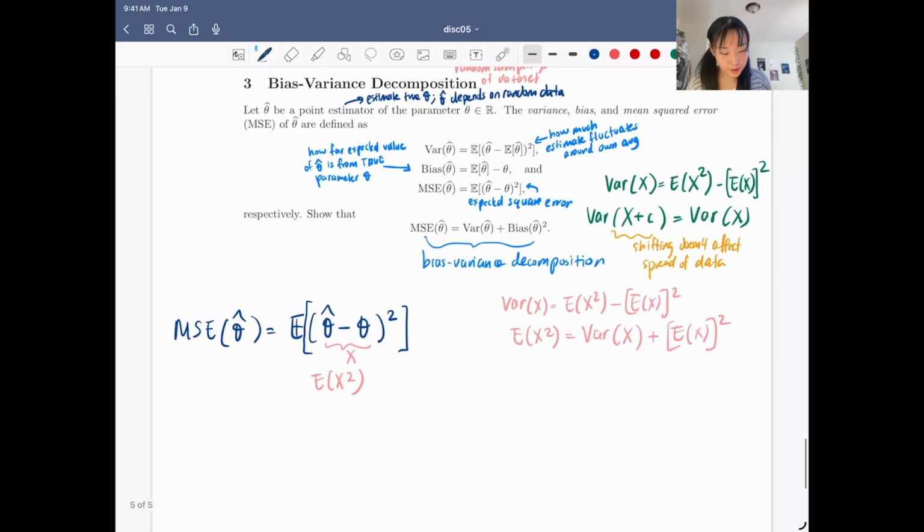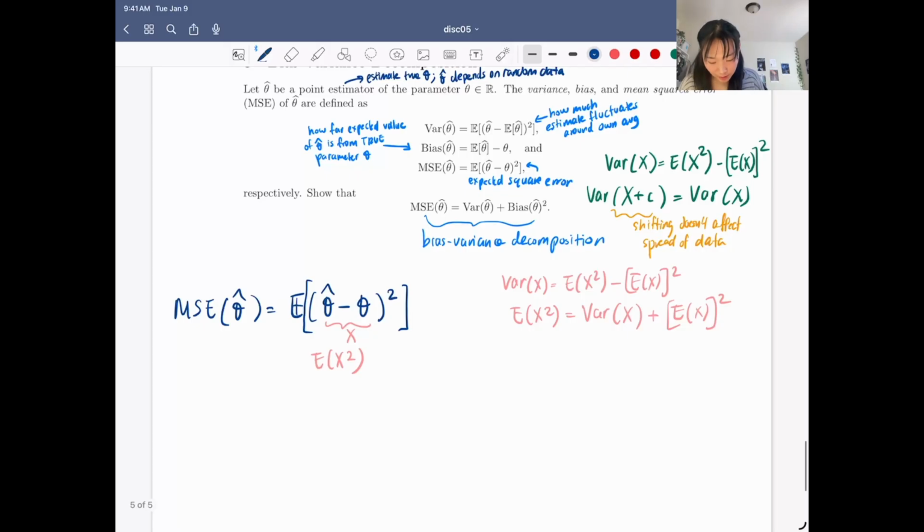And so let's write this out. We can thus say that this mean squared error is equal to the variance of our x, which we define as theta hat minus theta, plus the expectation of theta hat minus theta, which is our x, and then we square this entire thing.